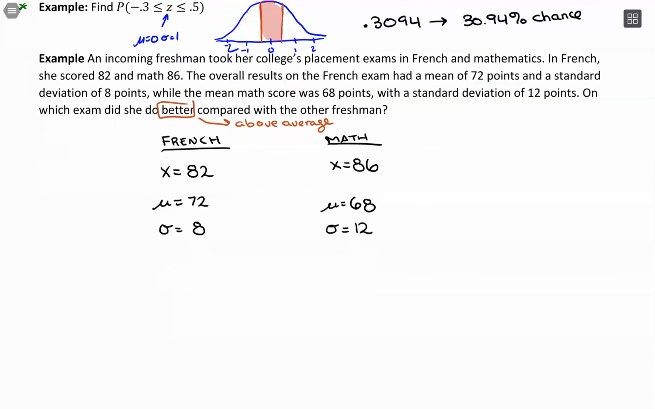In terms of comparing right now, we could see she got a higher grade on the math score compared to French. Something to think about is she scored way above average on the math test, more so than the French test. She was above average on both of them, so she did well on both. But the math score was more impressive in terms of above average. However, notice that there's more variability to the math scores than the French scores. That's going to mean that the scores we could see for the math exam are more spread out.